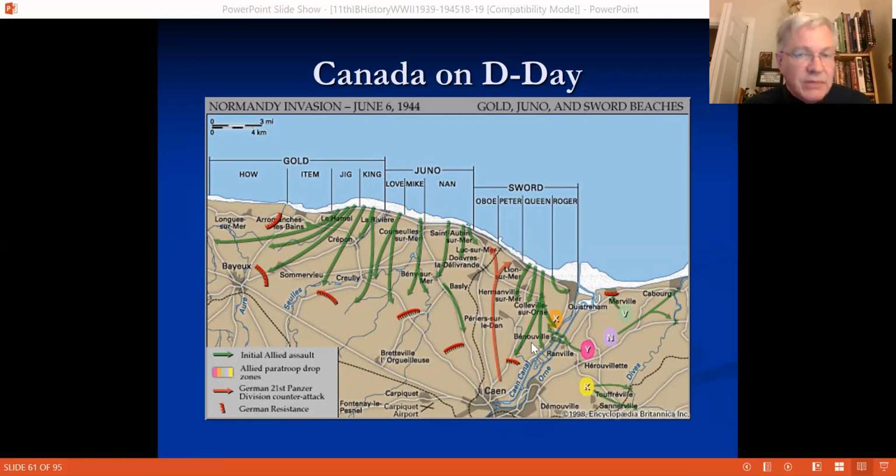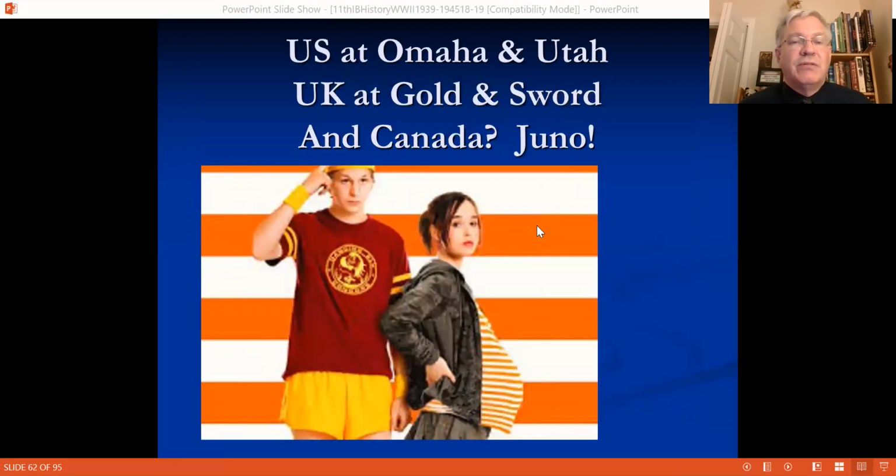But here's an interesting one. Let's see if you can figure this one out. We've got Gold, Juno, and Sword. Two of the three are British, and one is the Canadian beach, so named. The 3rd Canadian Infantry Division landed on Juno. There you go. Juno was the beach the Canadians landed on. The 3rd Canadian Infantry Division. So, major success and effort and participation by the Canadian military in World War II.